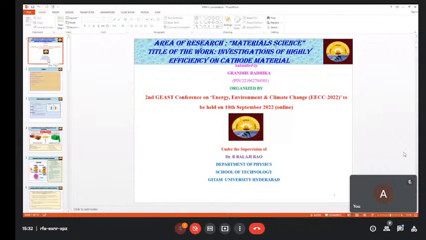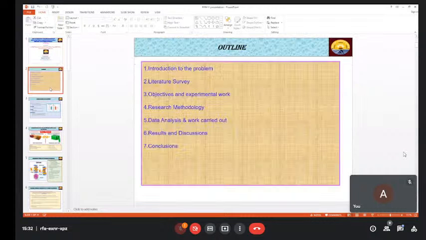Sir, actually, this is Radhika. I'm a research scholar, a part-time PhD under the guidance of Professor Balaji Rao, sir, at Geetam University, Hyderabad. My research topic is material science. The title of my work is the efficiency of the preparation of cathode materials for sodium ion batteries. This is the outline of my presentation: the introduction, the problem statement, the literature papers used for the preparation of the samples, the research methodology used for the preparation of the samples, and finally the characterizations and results and discussions.